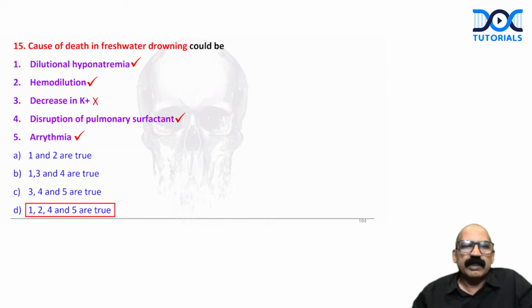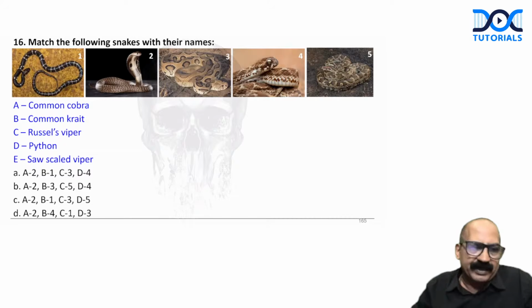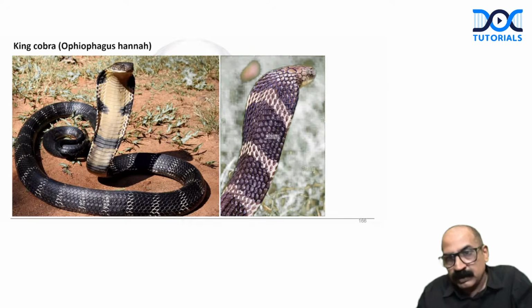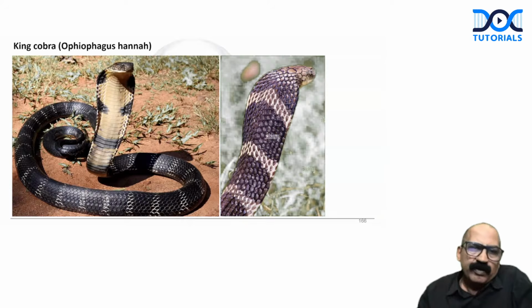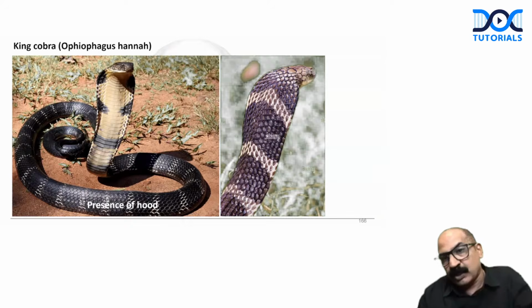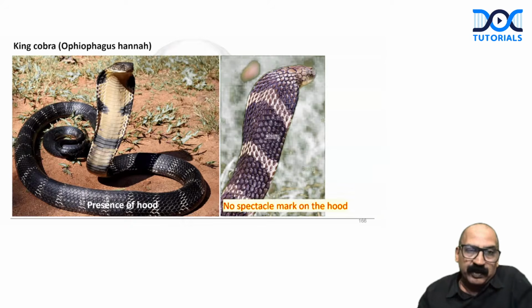Okay. Match the following snakes with their names. What are the different snakes? Now, king cobra is the longest snake in India. It grows about 4 to 5 meters. There is a hood, but no spectacle mark on the hood.